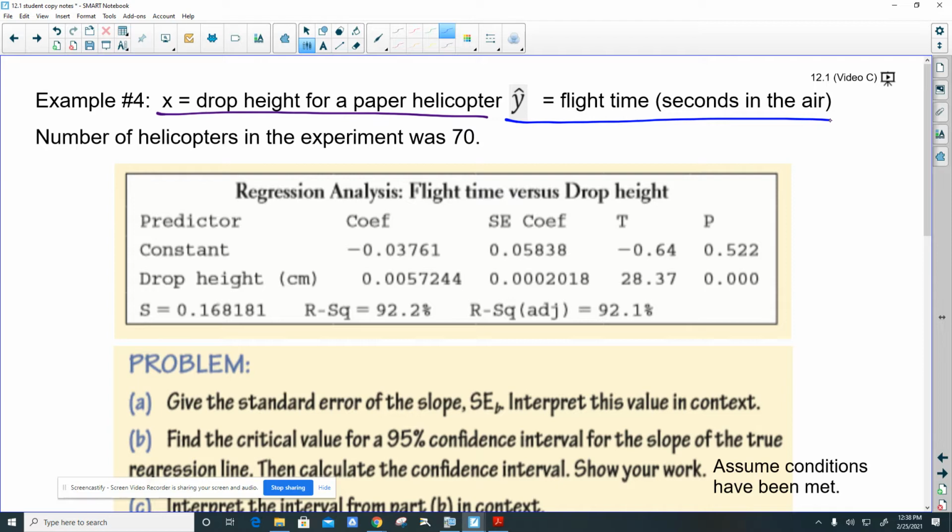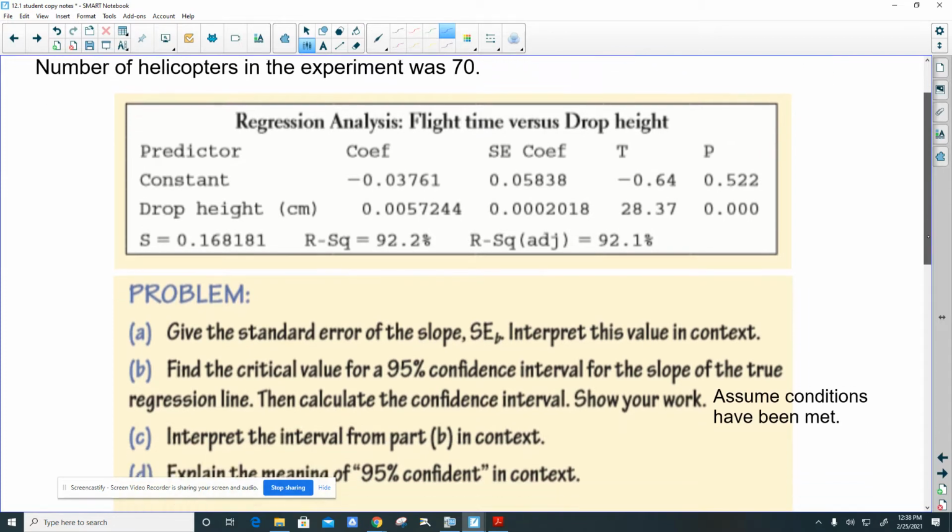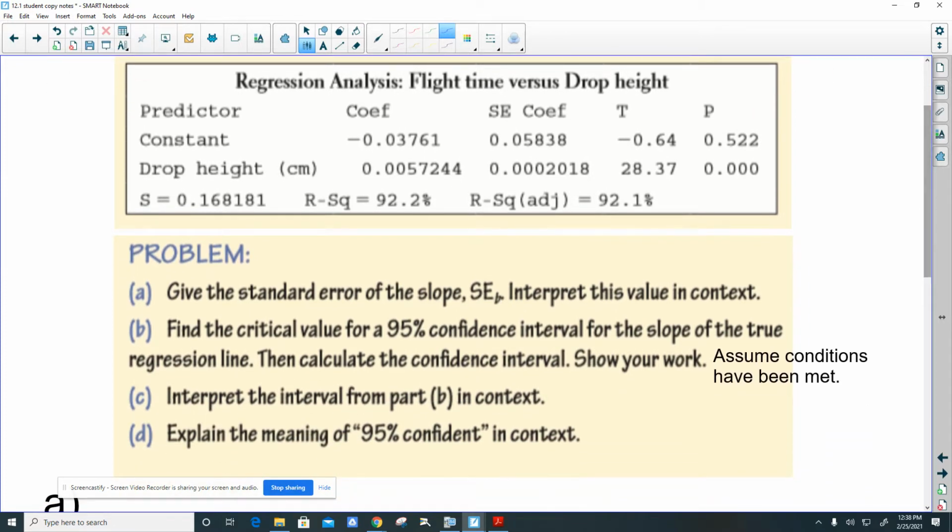Again, this is going to be really good practice in dissecting the pieces of information that we get when it's presented in this computer output format. So there are four parts to this problem that we want to answer here. Part A says, give the standard error of the slope, that symbol SE sub b, and then we want to interpret what this value is.